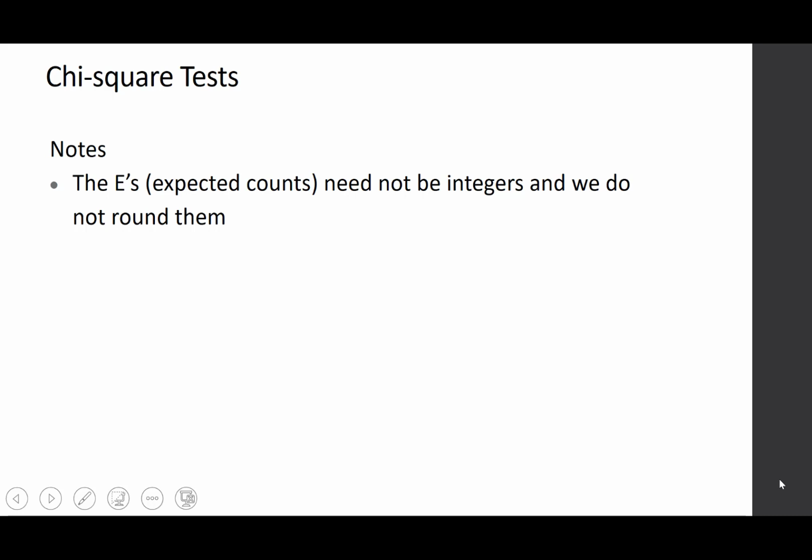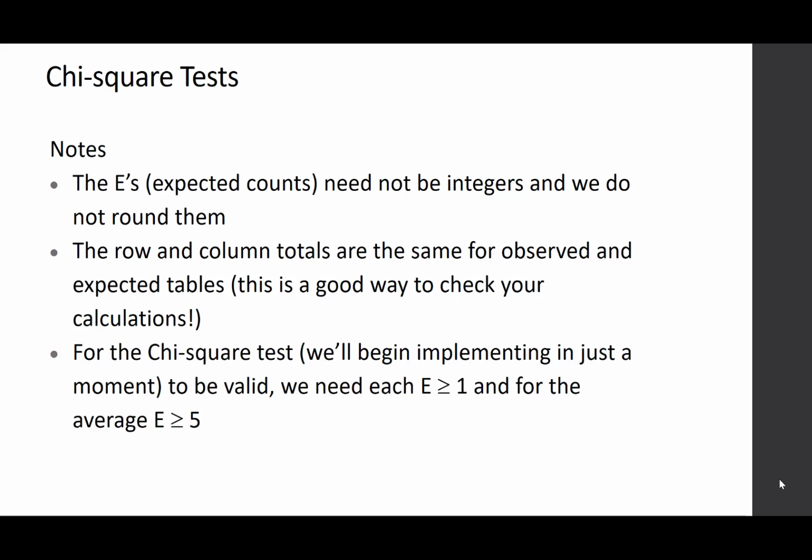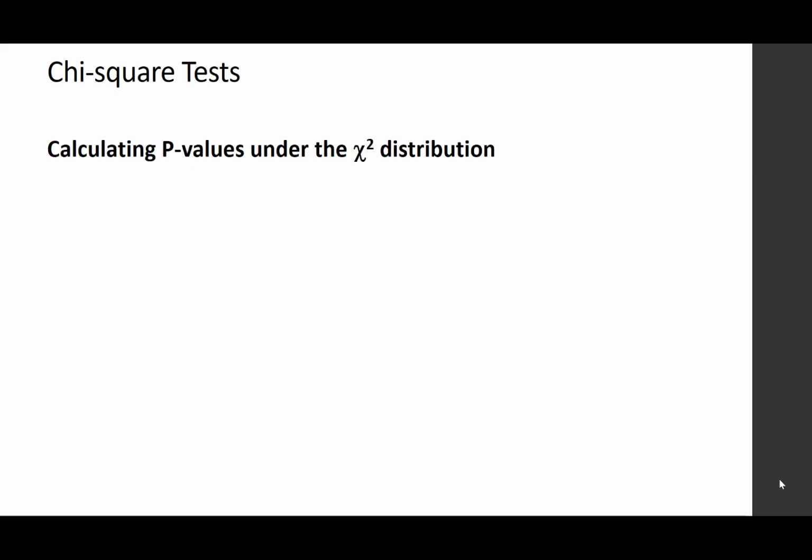Some notes about the expected counts in a chi-squared test. They don't need to be integers, and we do not round them. I usually carry 3 or 4 decimal places as I'm doing my calculations. The row and column totals are the same for the observed table and the expected table, and this is a great way to check your calculation. And for the chi-squared test to be valid, we need at least 1 for the expected count for each cell, and for the average expected count to be greater than or equal to 5.